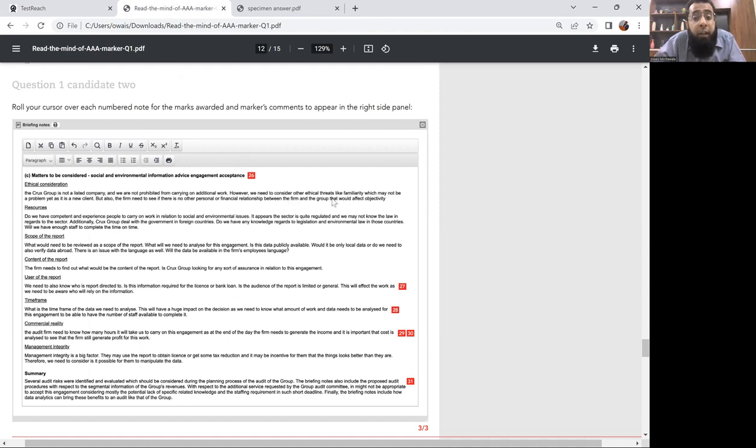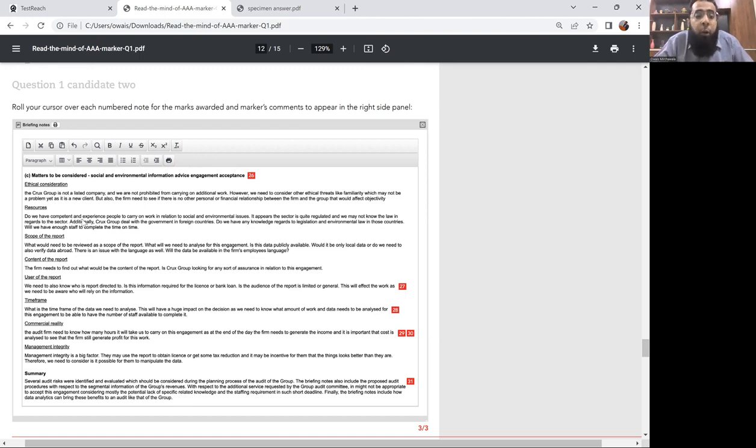However, we need to consider other ethical threats like familiarity, which may not be a problem yet, as it is a new client, but also the firm needs to consider if there is any other personal or financial relationship. So this was a completely wrong point, so no credit was given for it.